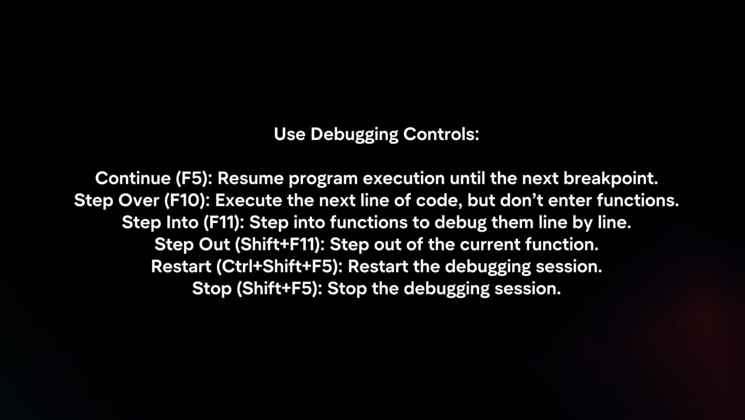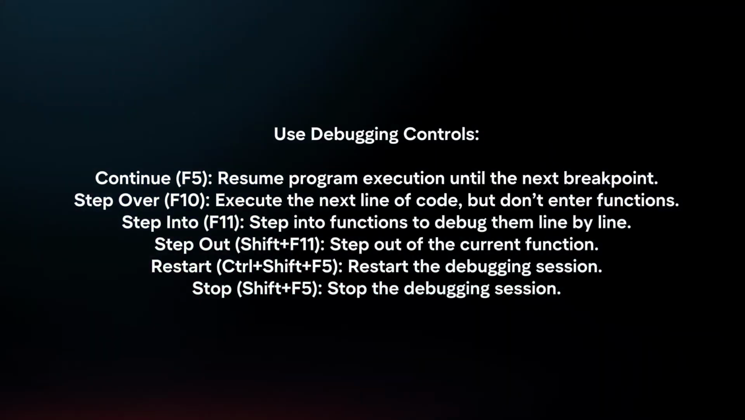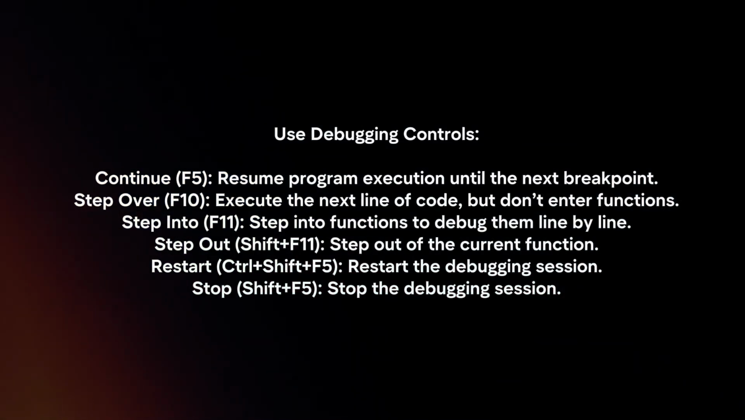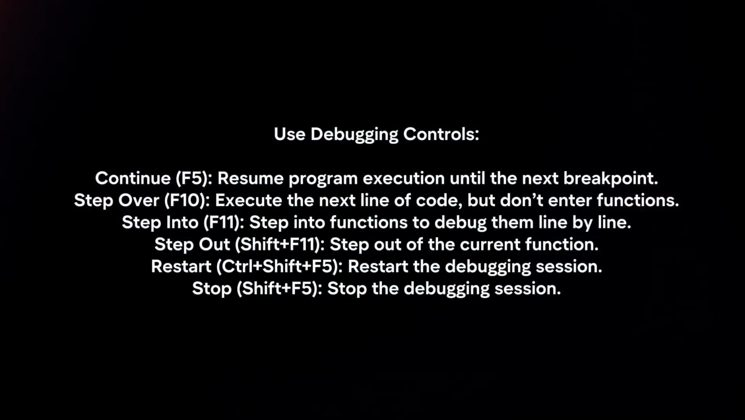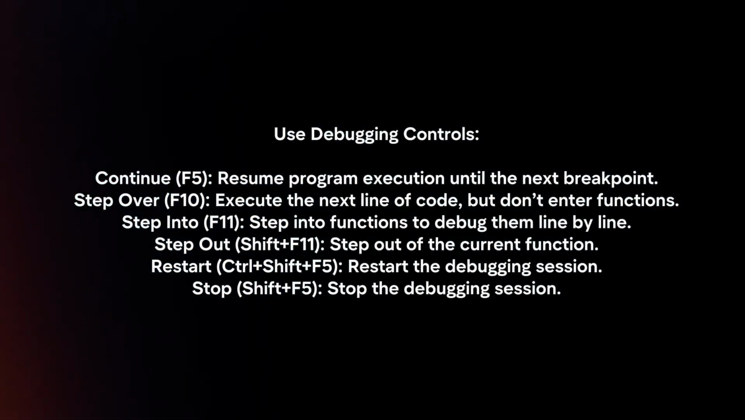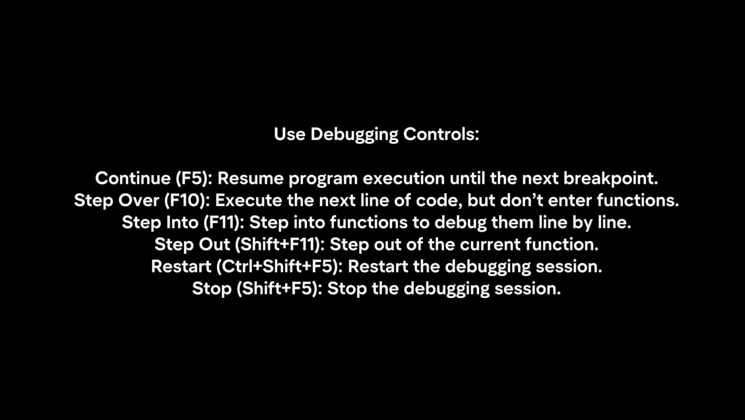Use debugging controls. Continue: resume program execution until the next breakpoint. Step over: execute the next line of code, but don't enter functions. Step into functions to debug them line by line. Step out of the current function. Restart the debugging session. Stop the debugging session.